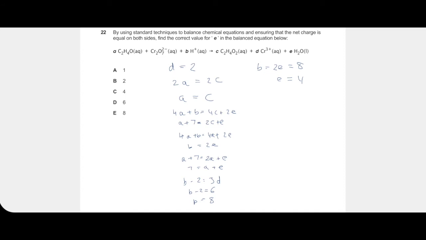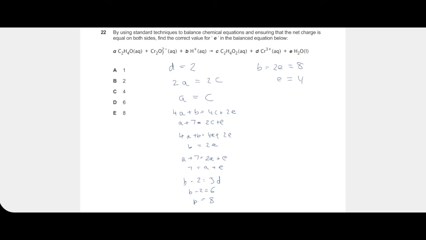Question number 22. Using standard techniques to balance chemical equations and ensuring that the net charge is equal on both sides, find the correct value for E in the balanced equation shown. So they've given us an equation and they've not balanced it. Personally, I dislike these questions in the BMAT. I would just automatically skip them because you'll waste so much time trying to calculate how to do them. But anyways, I'll explain it to you.